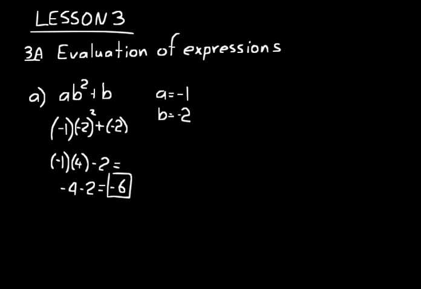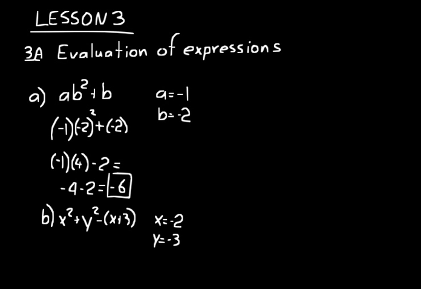So when we substitute a -1 and a -2 into that expression, we get the single value of -6 for a result. That's what you do when you evaluate expressions. You substitute numbers that are given into an algebraic expression and figure out a single numerical value result.